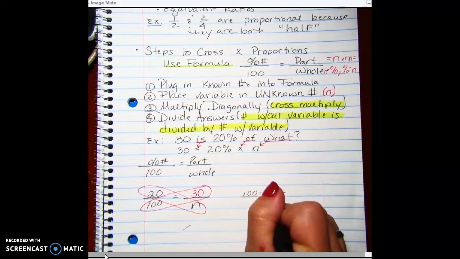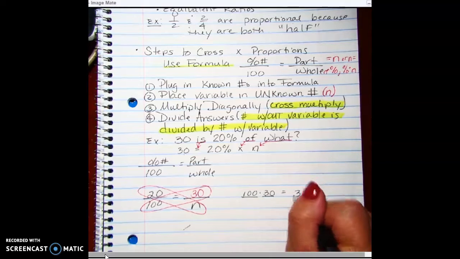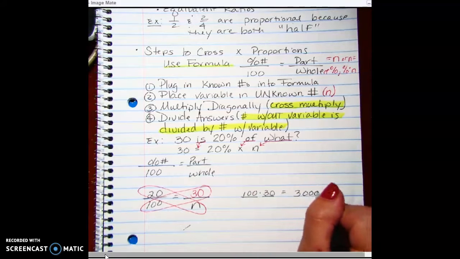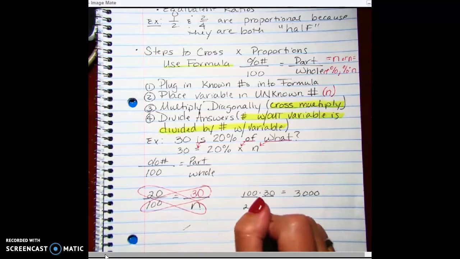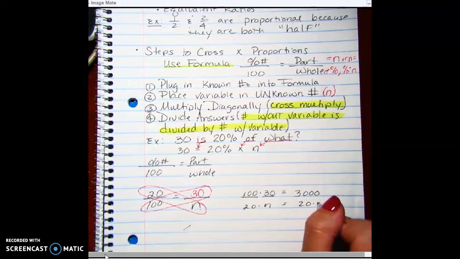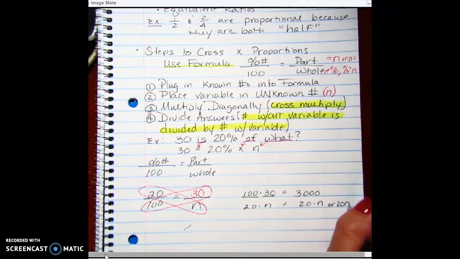100 times 30. Well, I know 1 times 3 is 3, and then I have to add on my 3 zeros when I multiply by powers of 10. That's the easy way. And then I have 20 times n, which ends up just being 20n. These are exactly the same thing.